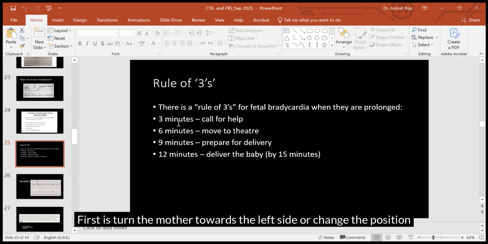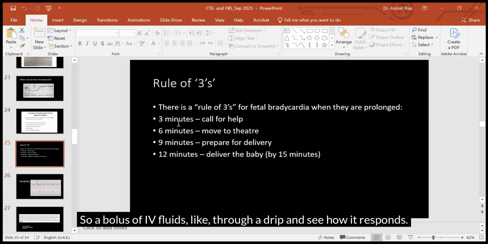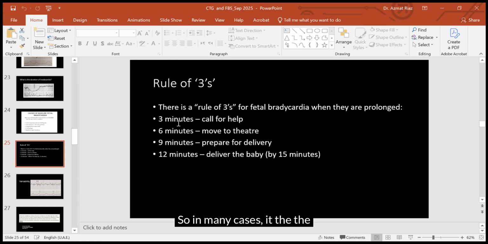First is turn the mother towards the left side or change the position of the mother. Second is check if there is oxytocin, for example, if there is an augmentation going on, stop that oxytocin, right? Stop the cause of the problem. And third is give IV fluids if there is, of course, no contraindication, right? So a bolus of IV fluids, like through a drip, and see how it responds. So in many cases, the baseline heart rate or the CTG improves.